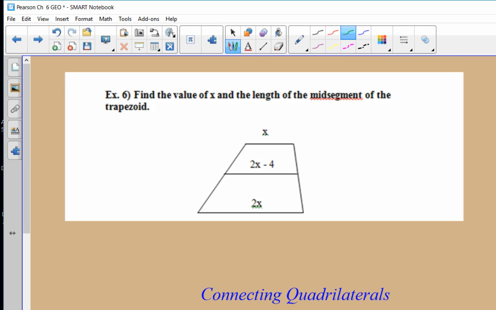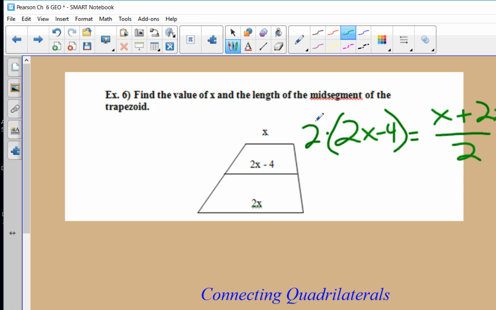There's one little funky thing here. We're going to go ahead and use the mid-segment formula. So I've got a mid-segment. It equals the top plus the bottom, divided by 2. Okay. So I want to get rid of the fraction. I'm going to multiply by 2. Now, when I multiply that by 2, it's like I'm distributing. So I get 4x minus 8.